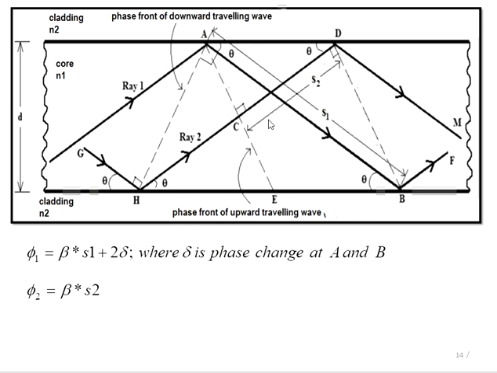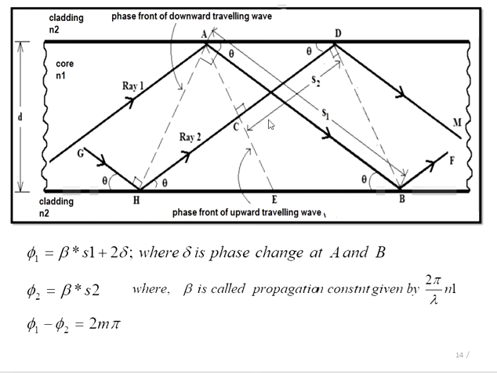Similarly, we can find the phase change occurred in traveling the distance s2, that is beta s2, where beta is called the propagation constant, given by 2 pi by lambda into n1. Beta multiplied by the distance travelled will give the phase change occurred in traveling that distance. So the condition for sustained constructive interference is that the difference between phi 1 and phi 2 should be an integer multiple of 2 pi.